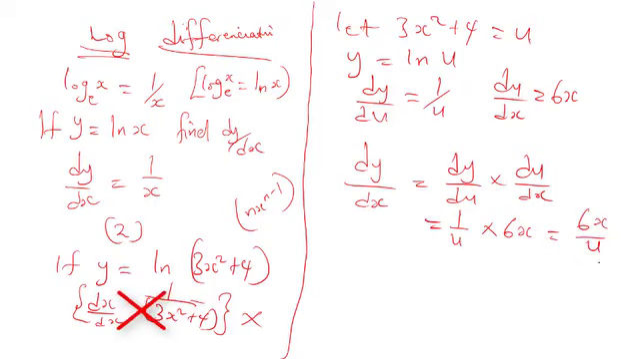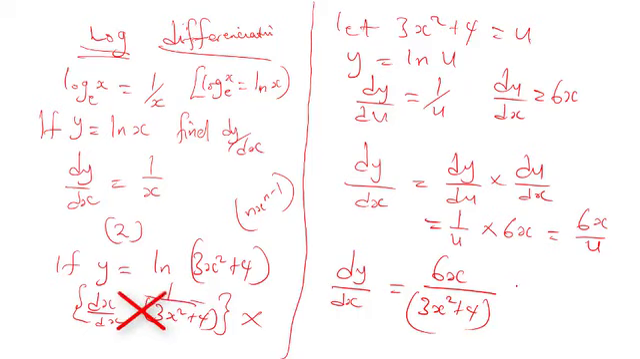But there's no u in our question. So we now say dy/dx is equal to 6x over the u here. What was the value of u? You say let u be equal to 3x squared plus 4. So it equals 3x squared plus 4. Now this is the value of our dy/dx. This is for logarithmic differentiation.